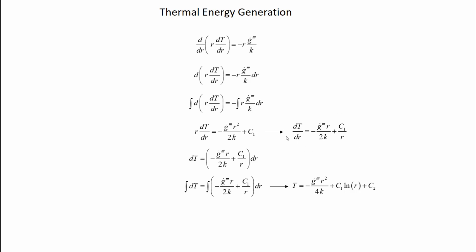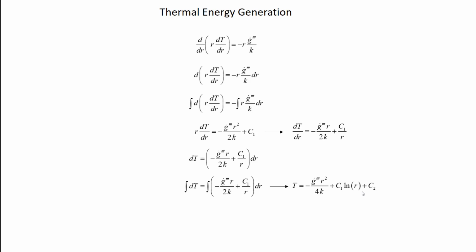I need to integrate one more time. So I bring this dr over to the other side again. I have dT on this side, and then all this stuff times dr. Integrate both sides, which I've done here, and I get T on the left side, and then this becomes minus g dot triple prime r squared over 2 times 2 is 4k. The integral of C1 over r is C1 times the log of r, and then another constant of integration C2. So this is my general solution right here. This solution solves this ODE no matter what value of C1 and C2 you use, right?